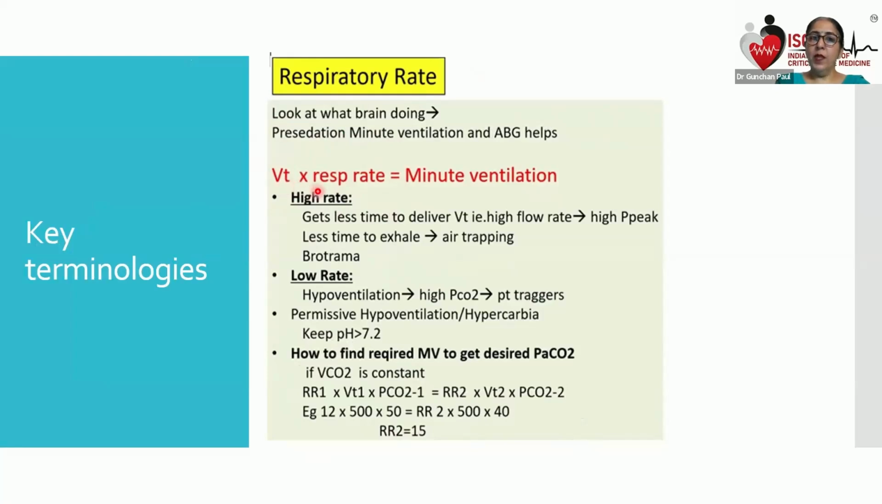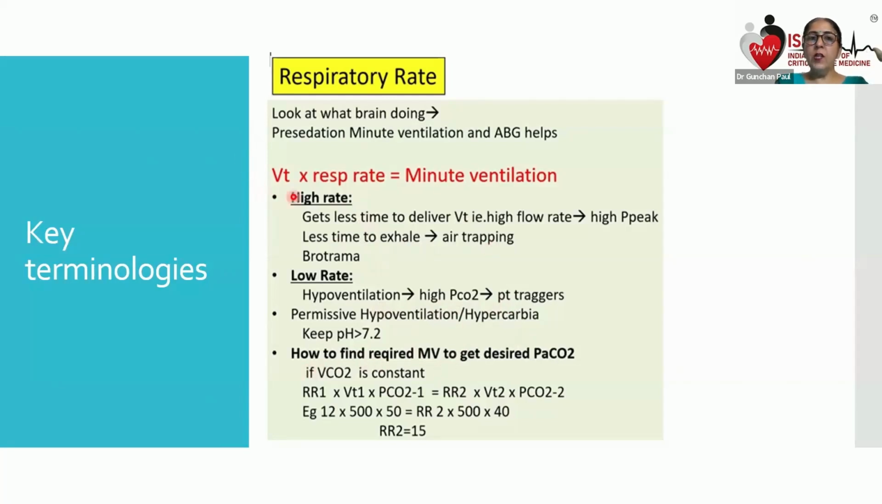Volume in each breath times the number of times it is given in 1 minute becomes the minute ventilation. Again, if the rate is very high, then the time for that 400 volume to go will be very less. So again, the peak pressures will increase. So we should keep at least a normal rate when we initiate ventilation, about 12 to 14 per minute. If we keep it on the lower side, then that will result in hypoventilation. PCO2 will increase.